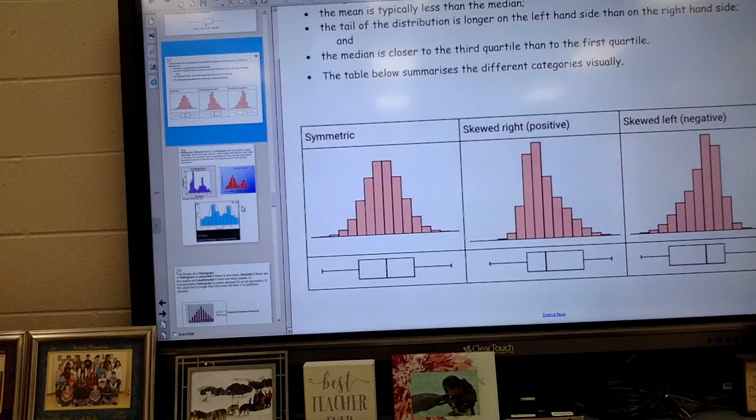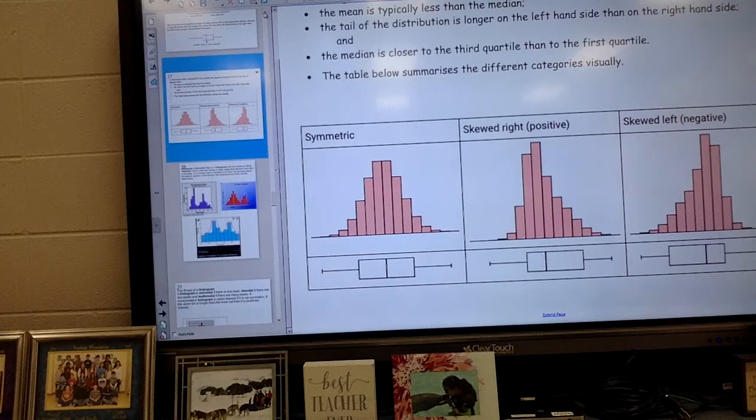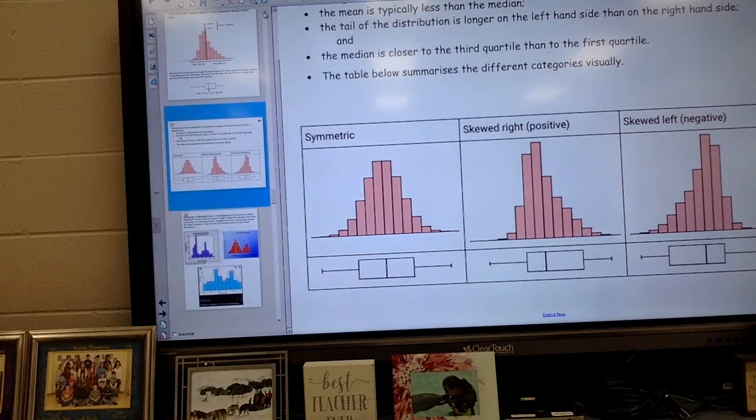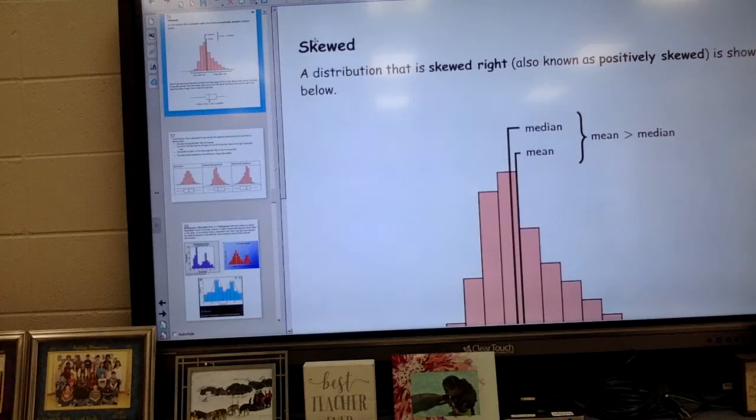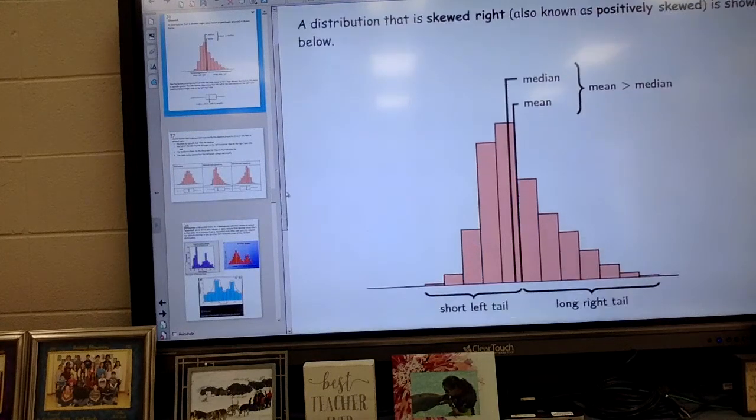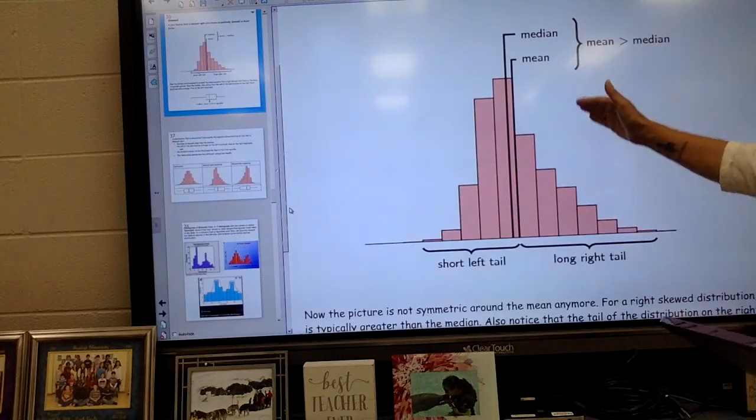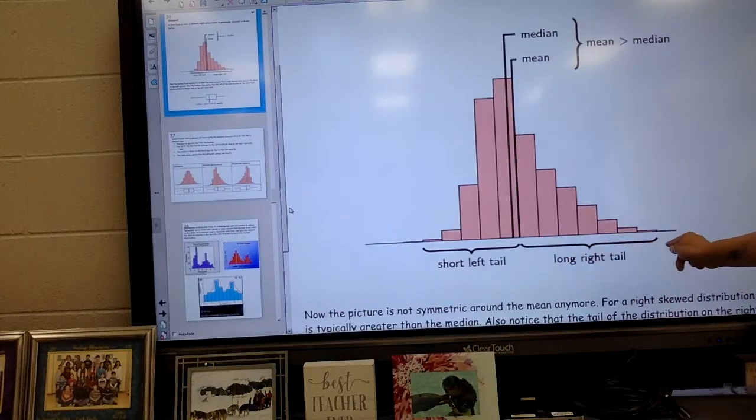Let me also show you. So this is exactly what I was talking about earlier. Look, the mean is greater because this is a longer tail, and see how long the right side is compared to the left side.